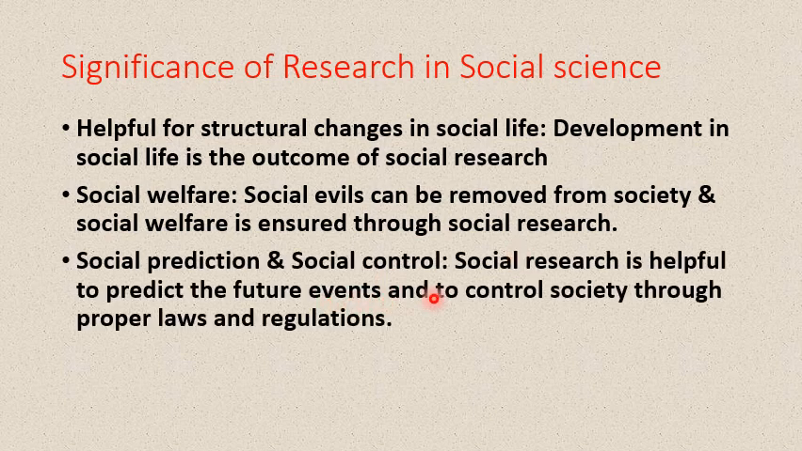Then social prediction and social control. Social research is helpful to predict future events in the society and thereby to control society through proper laws and regulations. The laws and regulations in the society are based on the outcomes of social science research.